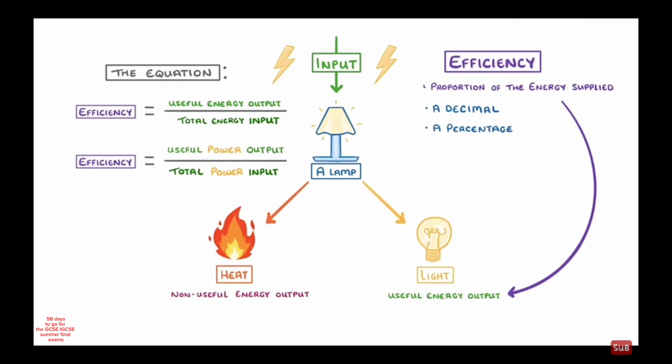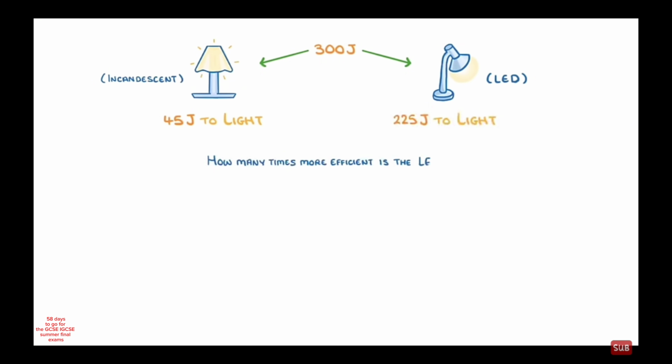To put this into practice, let's imagine that we have two lamps, and we supply 300 joules to each of them. The one on the left has an old incandescent bulb, which converts 45 joules of that 300 into light energy. Meanwhile, the other one has a modern LED bulb, which converts 225 joules into light. How many times more efficient is the LED lamp?